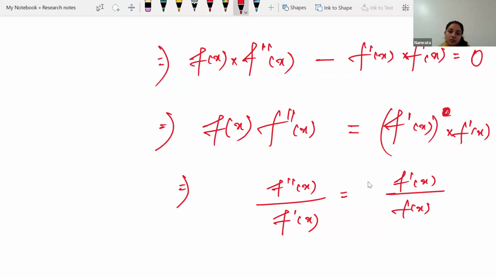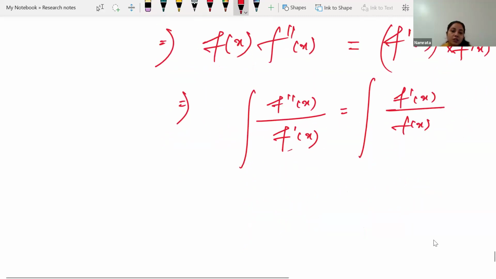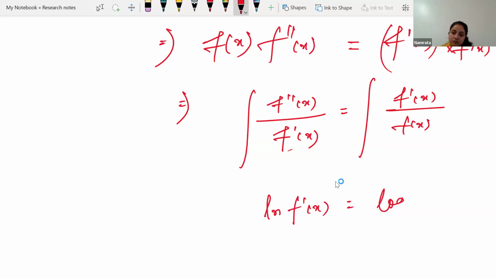Then we will do integration on both sides. On this side, you take the denominator as substitution and you get the numerator, so it will be log of f dash x. Is equal to log of, just a second. Here also we will have a logarithm, and then we have to take the constant of integration.